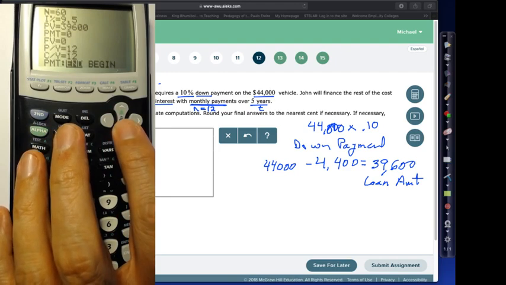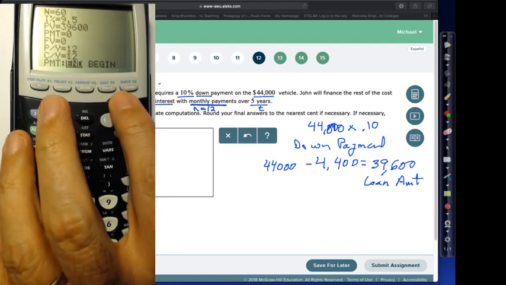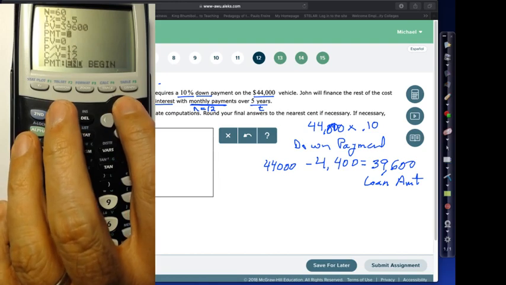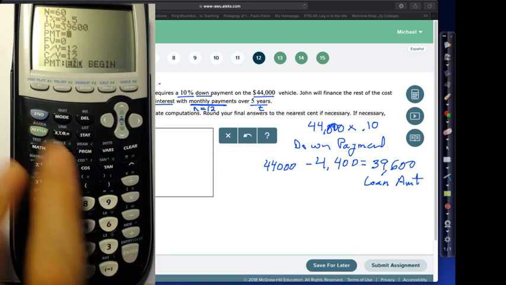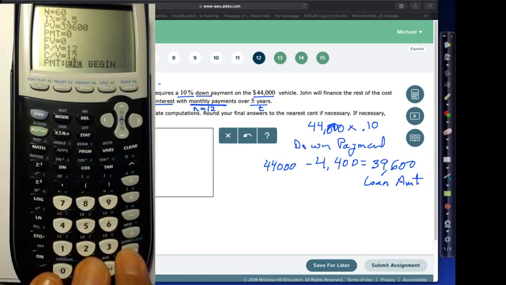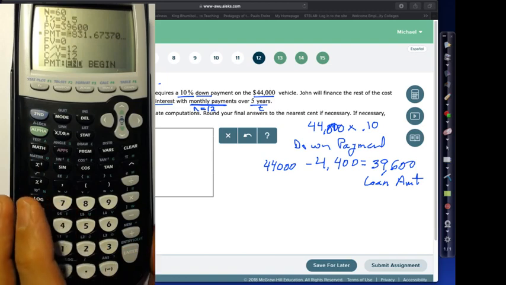The payments per year should be 12, which they are, so we're all good to go there. And all I have to do is arrow up to the payment. Remember, I want to solve, which is in green, so I hit the green button and then solve. Alpha, solve. And it gives me the monthly payment.